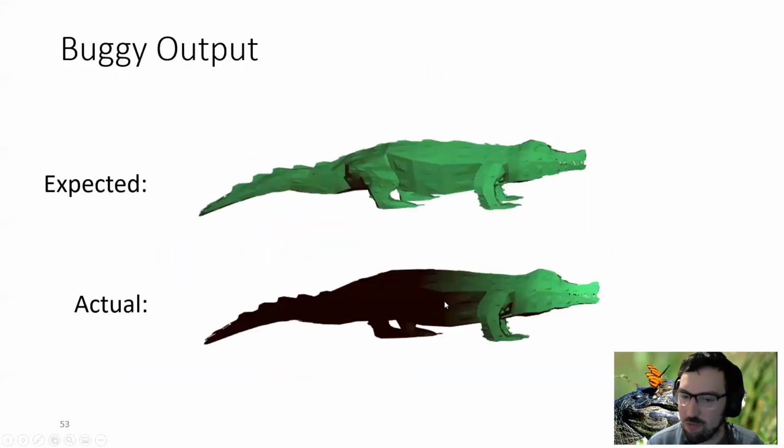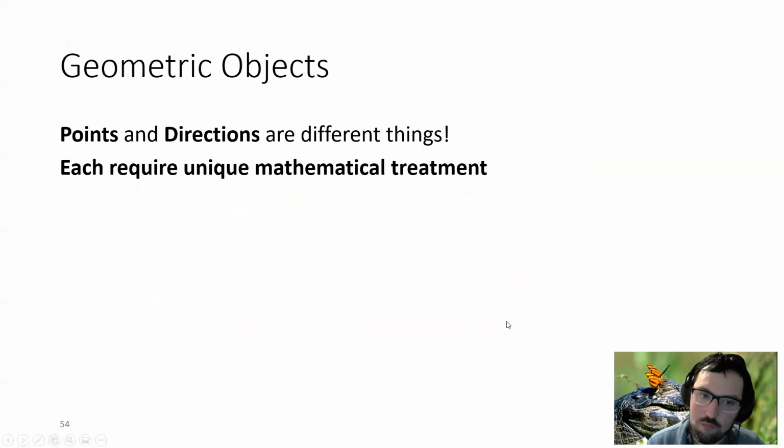Unfortunately, despite all of our best efforts, there's still one more bug that we have to deal with. See, we expected the alligator to have a nice lighting model, and instead we got this. And this can be very frustrating, especially to a beginner programmer, because it feels like you're really close, but there's something obviously wrong with your model. And what's going wrong is that we're treating points and directions as different things, and each require unique mathematical treatment. So right now we're doing the same operation to our point, our fragment position, and our direction, fragment normal. And what we need to be doing is something different for each of these.